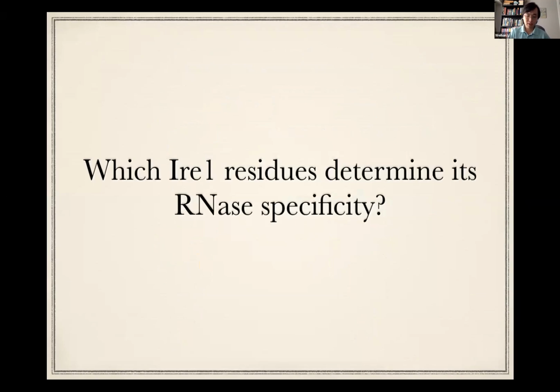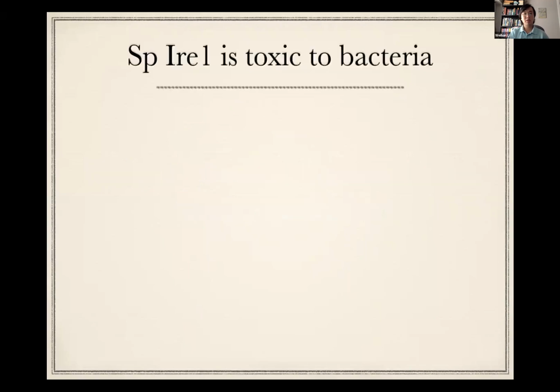And before diving into that question, I'd like to share a little story behind the scenes with you, namely that when I was trying to purify the pombe IRE1, it was a really tough protein to purify. It took me over two years to purify this protein. It was kind of a nightmare. And it turns out that the reason why it's so difficult to purify is that the pombe IRE1 is toxic to bacteria cells. And I'll show you what I mean by toxicity.